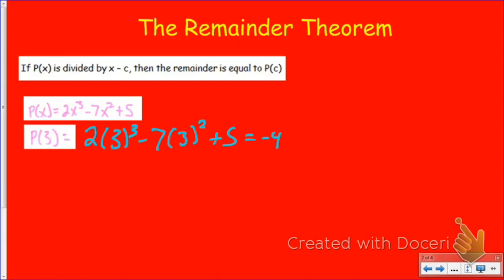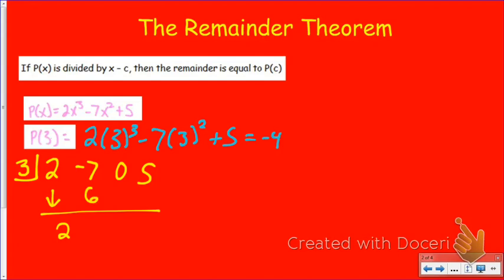What I also could do is use synthetic division with 3 as my number in the box. So if I put 3 in that box, I'll do my coefficients. There's 2, -7, then there's 0x, and then there's 5. And with synthetic division, I bring down my first number, I multiply by the number in the box, and I add down the column. Multiply by the number in the box, add down the column, multiply, and add. And if you guys look, my remainder is the same thing that I got when I just filled in 3 for x.